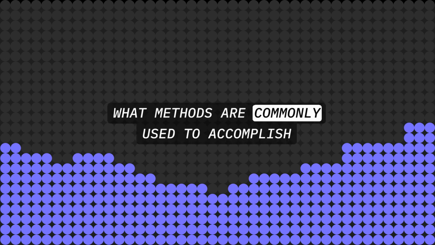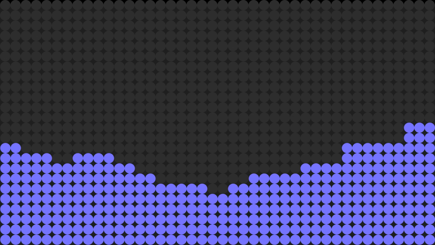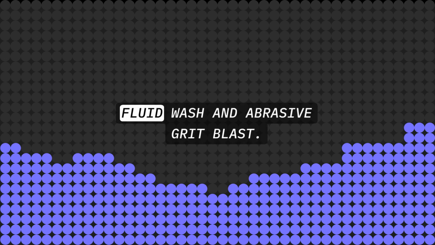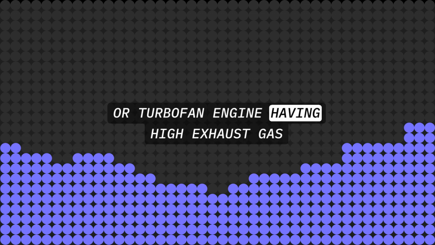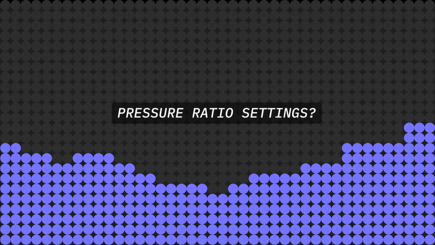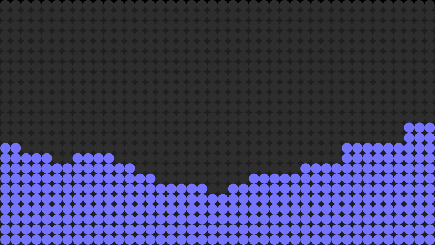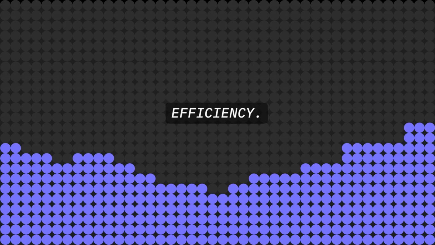What methods are commonly used to accomplish turbine engine compressor cleaning? Fluid wash and abrasive grit blast. What would the possible cause be for a turbojet or turbofan engine having high exhaust gas temperature, low RPM, and high fuel flow at all engine pressure ratio settings? Possible turbine damage or loss of turbine efficiency.